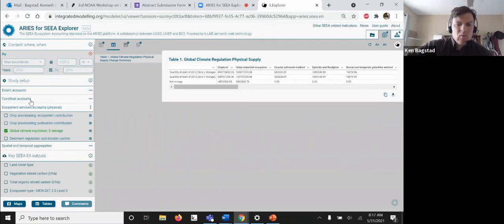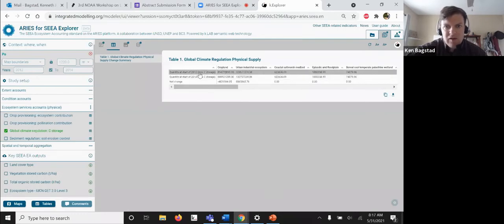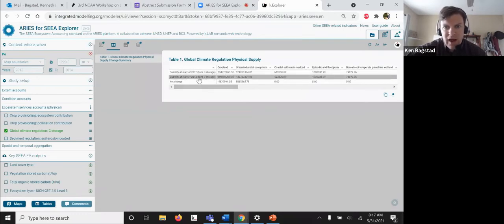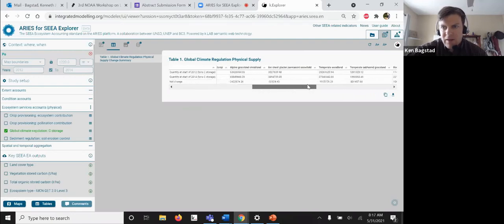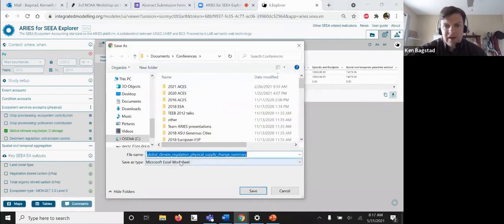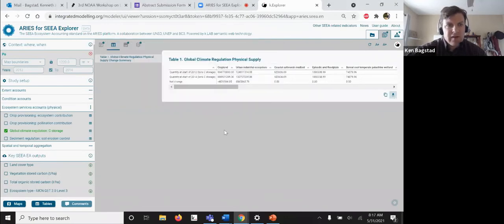So with that, we can see that this carbon storage model for the Po River Basin in Italy has completed. And so let's spend a few minutes to explore the results. One of the results is a table, which is just how much carbon storage did we have at the start of 2012 and at the start of 2014 during our time period, and how does that differ by ecosystem. We can download this as an Excel spreadsheet for further analysis.